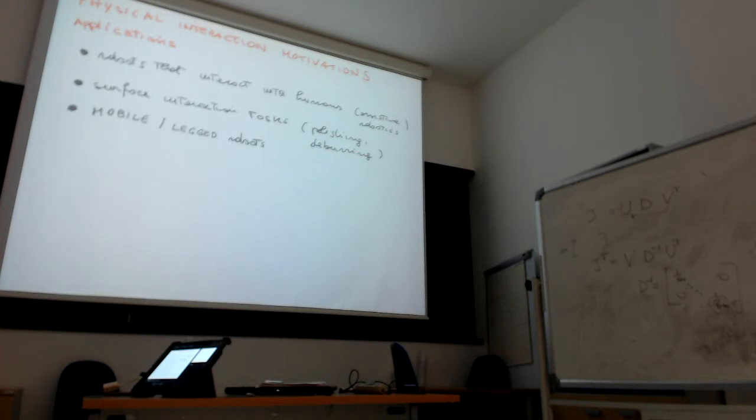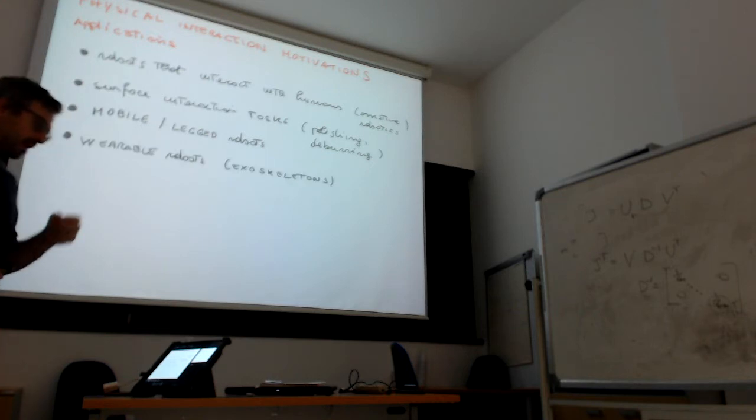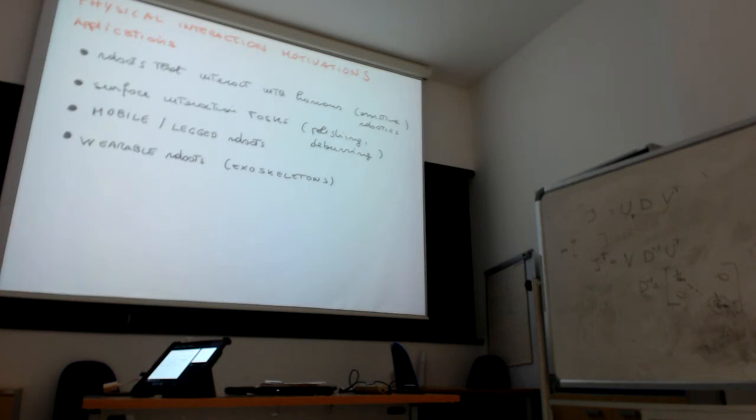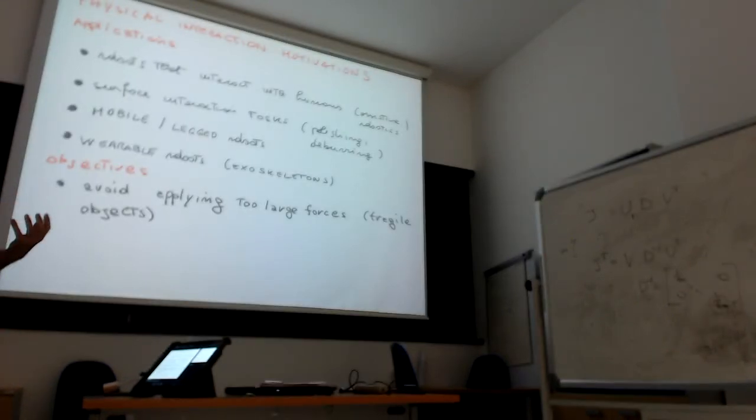Or you can have mobile robots, legged robots, that to work with the environment will always have contact and will need to balance. And wearable robots like exoskeletons, robots that the human needs to wear to perform, for example, power augmentation tasks, pulling up loads, and even rehabilitation for paraplegic people to walk. So there are many applications in that field. And of course, the robot doesn't need to be stiff and hard to the human in that case.